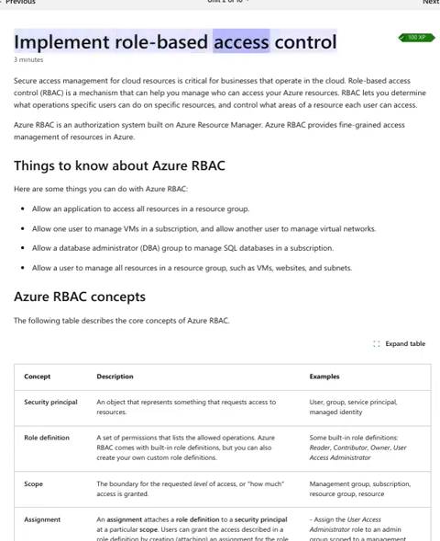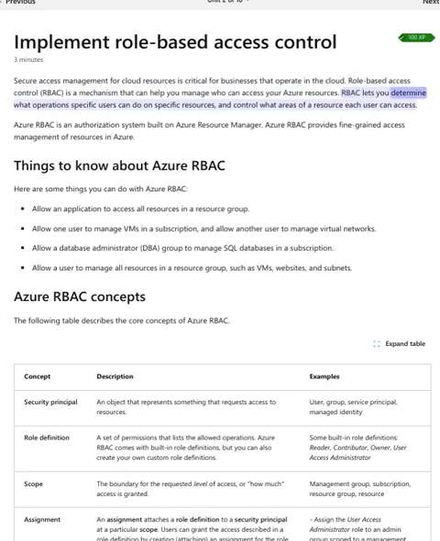Implement role-based access control. Secure access management for cloud resources is critical for businesses that operate in the cloud. Role-based access control, RBAC, is a mechanism that can help you manage who can access your Azure resources.